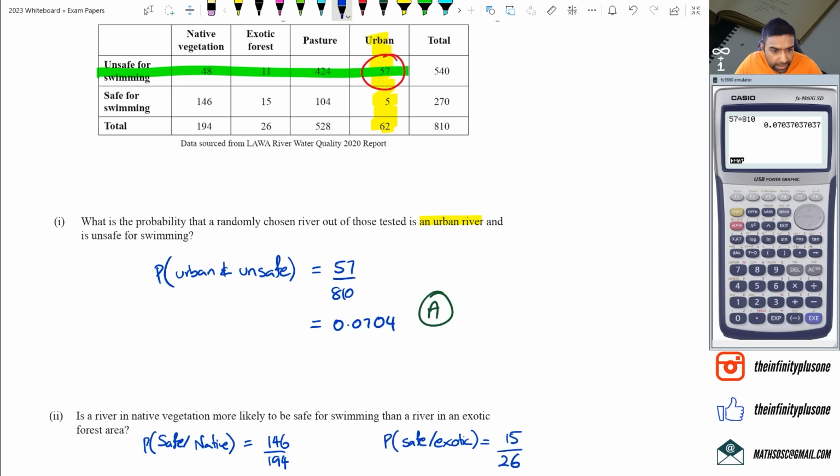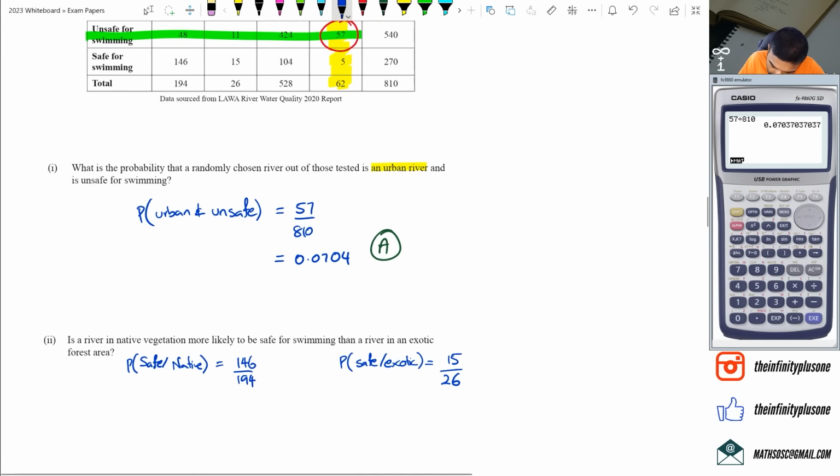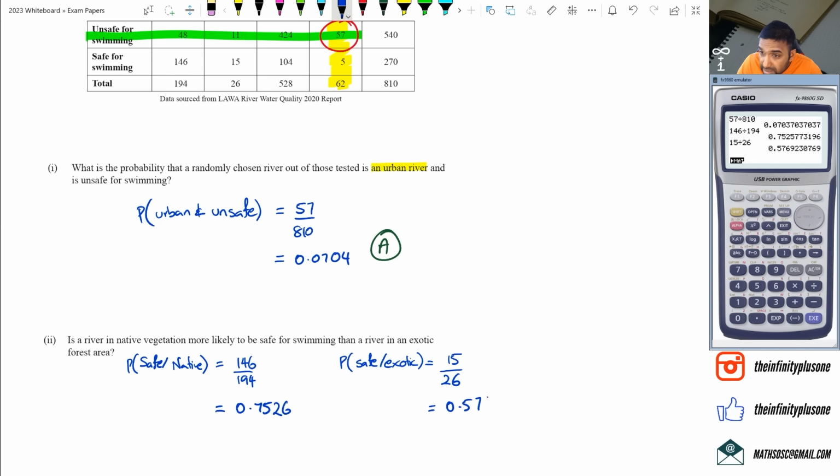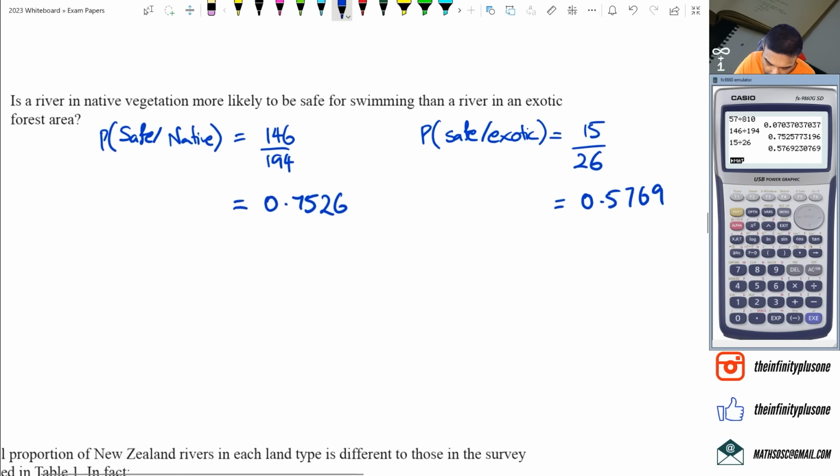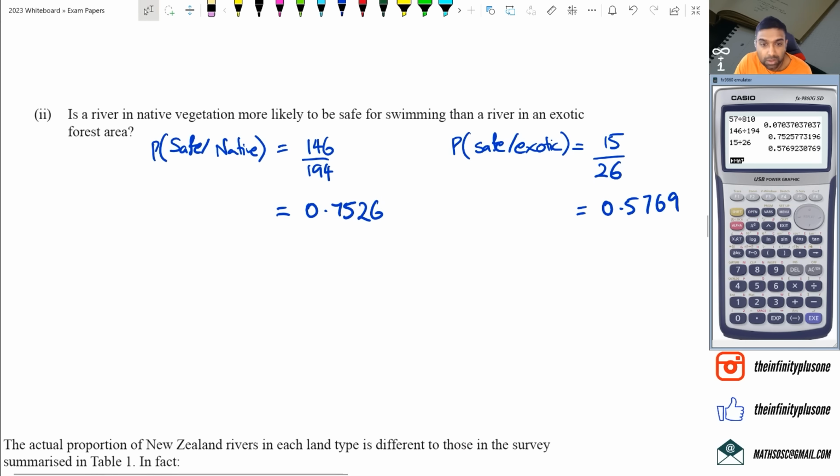Now what does it say? We've got to write a statement about this because we've got the two probabilities. So the first probability is 146 out of 194. That's going to give me 0.7526. Safe and exotic is 15 over 26, which is 0.5769. Okay, so now that I've got these two probabilities, what I can do is write a quick little statement.